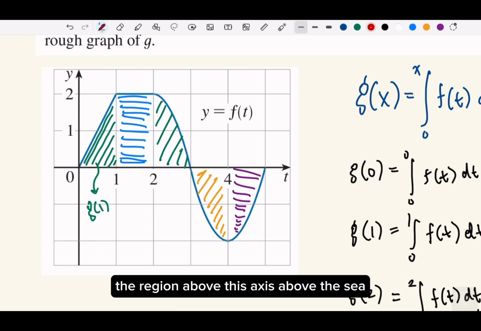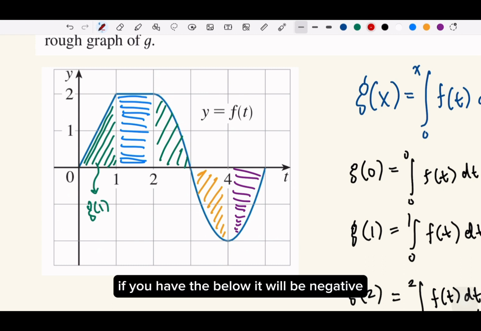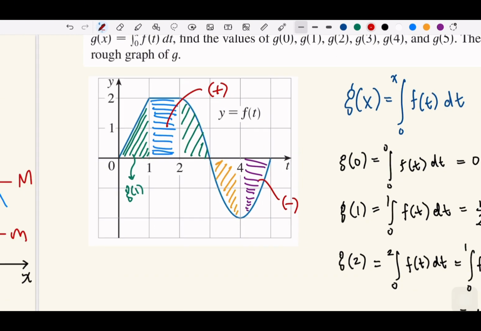And for all the regions above this axis, this will be positive. Okay? If you have below, it will be negative, as I think we mentioned last time also. So this will be the negative region. This will be the positive region. Okay.